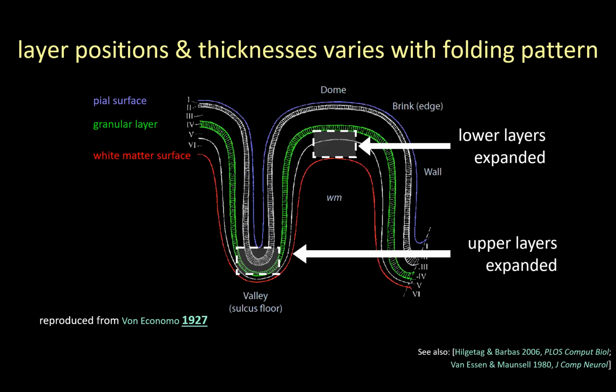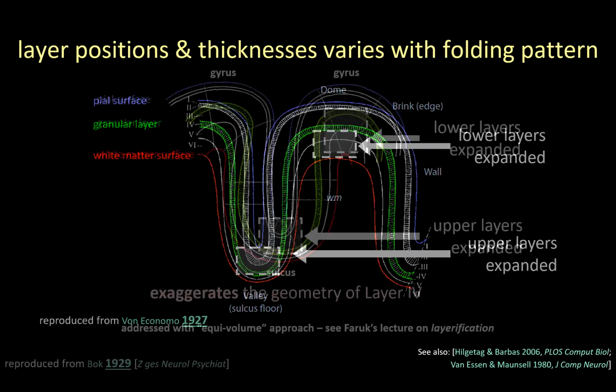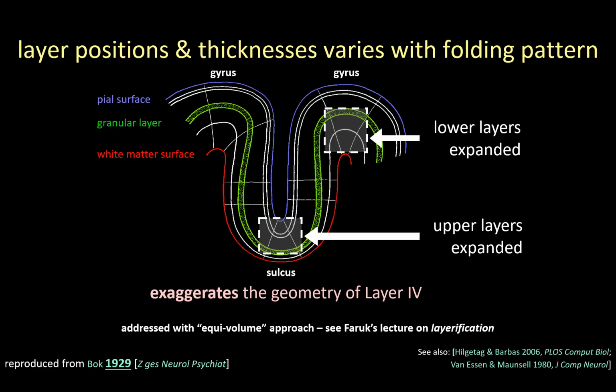Well, this is important. It's because layer positions and thicknesses really vary across the folding pattern. We see here that the granular layer is sort of pushed up in the tops of the gyri. It's sort of pulled down in the bottoms of the sulci. We say that in sulci, the lower layers are expanded. In gyri, I'm sorry, I said it backwards. In sulci, the upper layers are expanded. In gyri, the lower layers are expanded. We see this from this beautiful data from von Economo. I think many of you know of the work by Bok, which also showed this. So this change in the layer position really exaggerates the geometry of the granular layer, or layer 4.